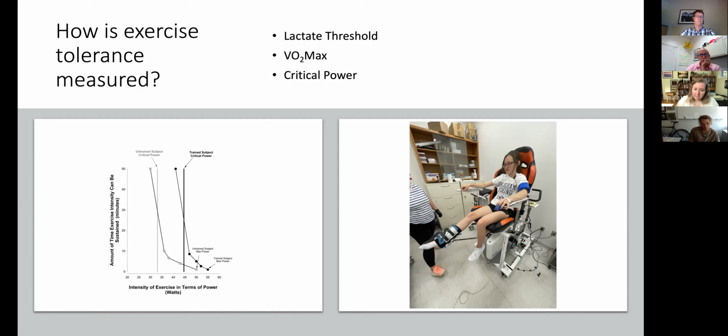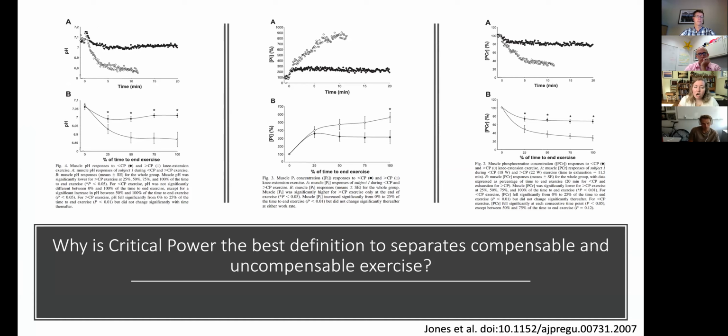So as I mentioned before, metabolites cause this fatigue. That plays into this study done by Jones. In this study, they measured some of these metabolites that influence this fatigue. The three that they looked at were the pH level, the inorganic phosphates, and the phosphocreatine. They did knee extension exercise, as in the picture before, in a similar fashion. And they looked at exercise 10% above critical power and exercise 10% below critical power. So our black circles are below critical power and our white circles are above critical power.